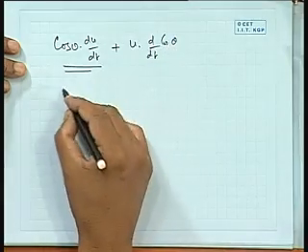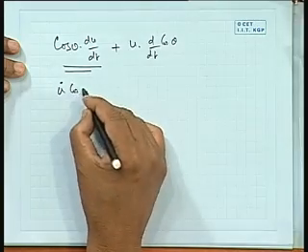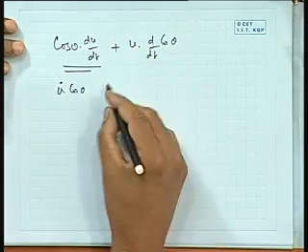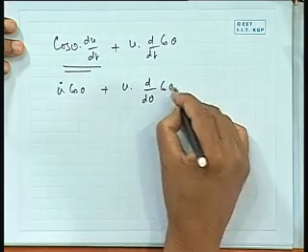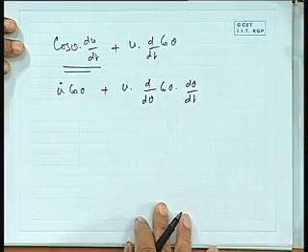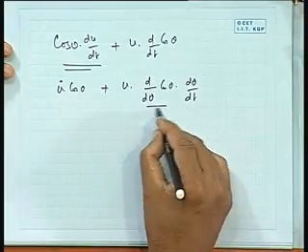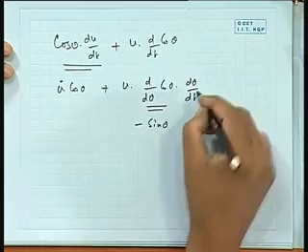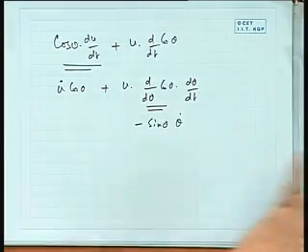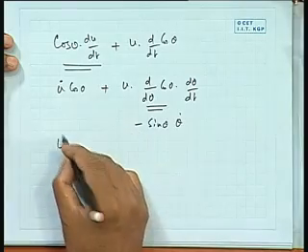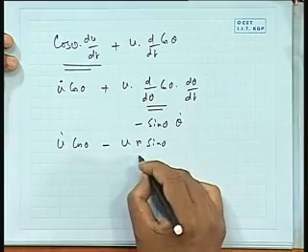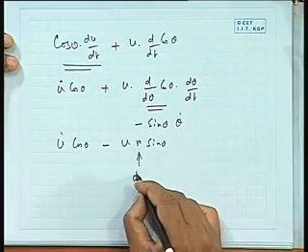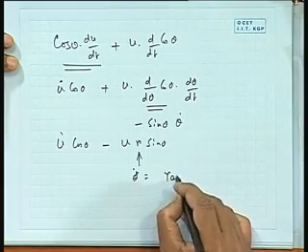Now, what is this? This is u dot cos theta, because du by dt is u dot, straightforward. But what is this? This is u. Now, d by dt of cos theta is d by d theta of cos theta into d theta by dt, by chain rule. This is equal to minus sin theta, and d theta by dt is theta dot. What is theta dot? It is your velocity. So, this becomes u dot cos theta minus u r sin theta. What is r? r is theta dot, equal to your rotation velocity.